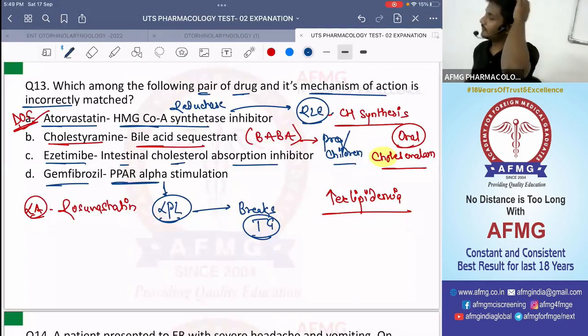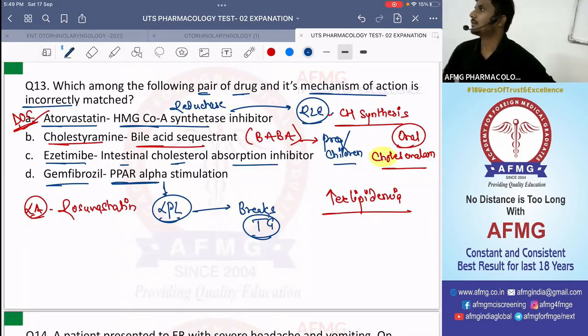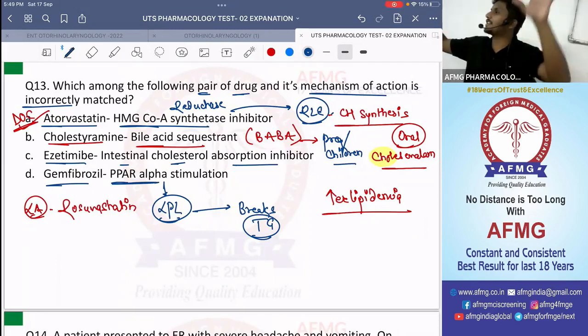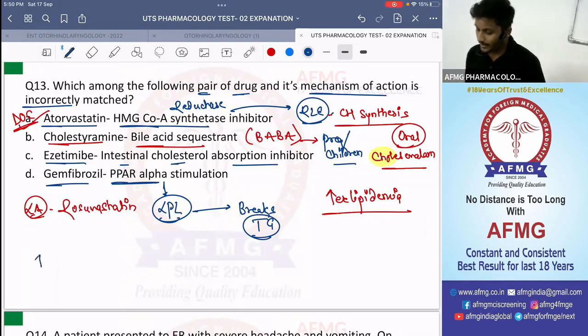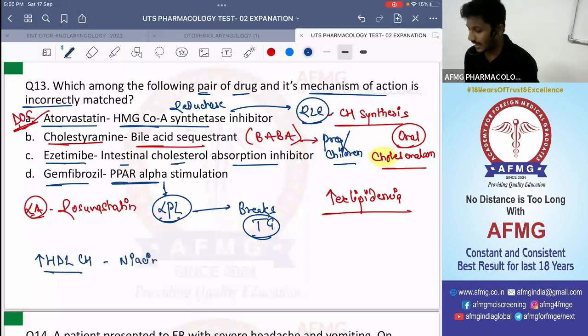No issues with this. So if they ask you the highest triglyceride lowering potential, it is seen with fibrates. That is the reason why the highest triglyceride lowering potential is seen with fibrates. Please remember. Okay, no issues with this. Highest HDL cholesterol increasing property, because we know LDL cholesterol is bad and HDL cholesterol is good. The highest HDL cholesterol increasing property, very good, it is niacin. That is also known as vitamin B3.